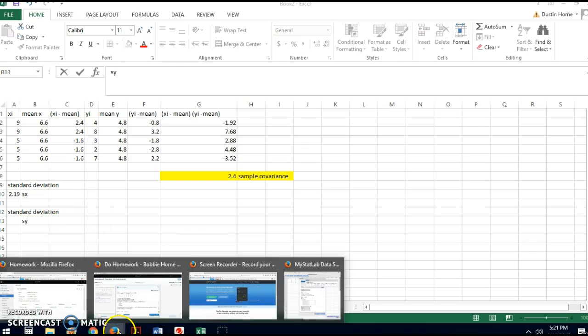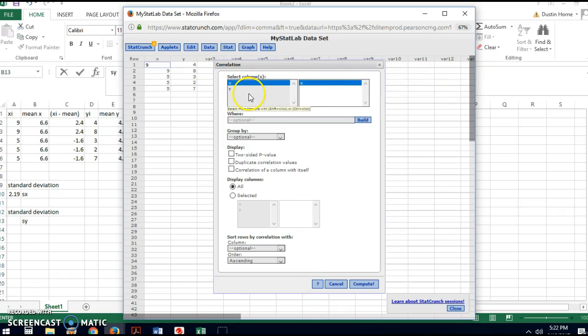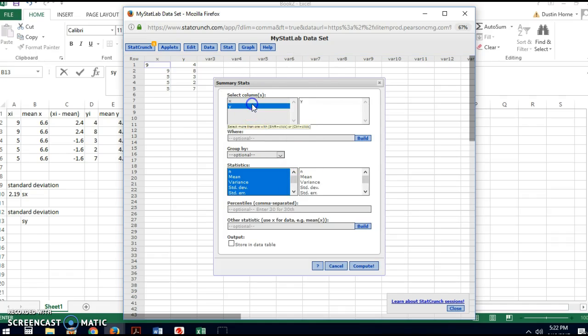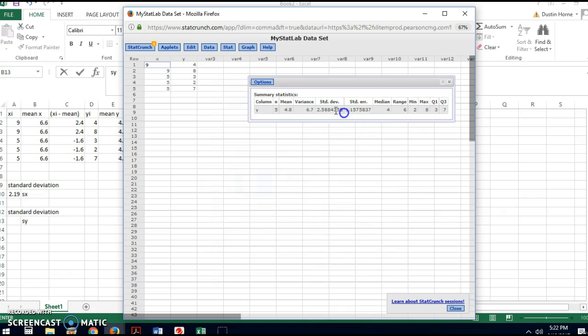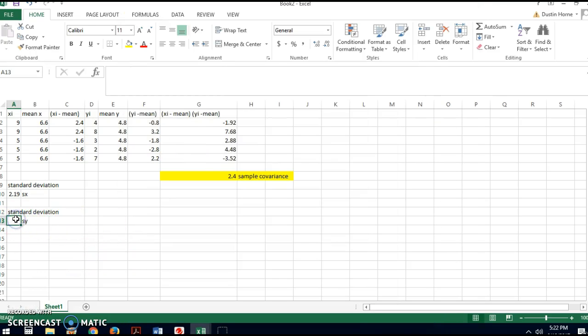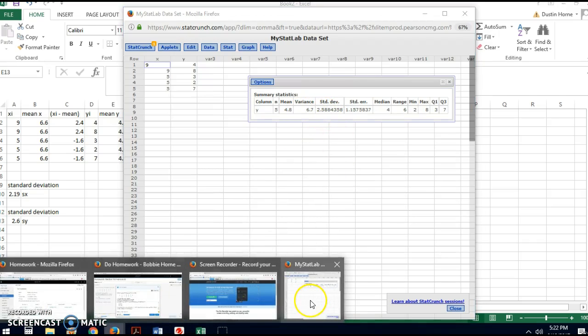So let's go back to our StatCrunch, and this time let's do Y, and let's hit compute. And of course I went to the wrong thing. Columns, Y, compute, and the standard deviation is 2.59. So going back here, 2.59. I always have to double check and make sure I put everything in right.